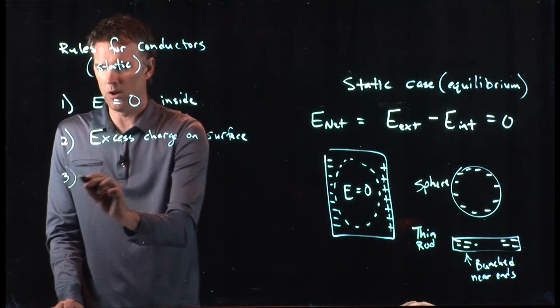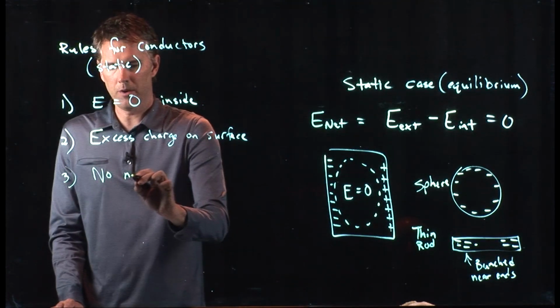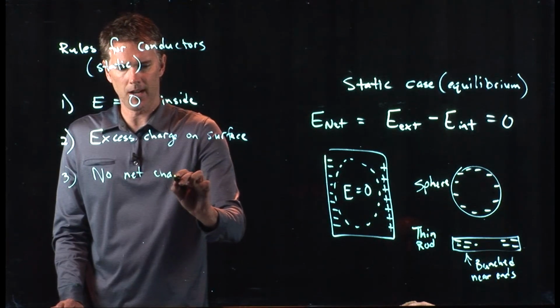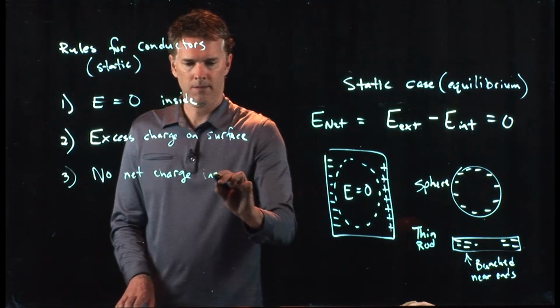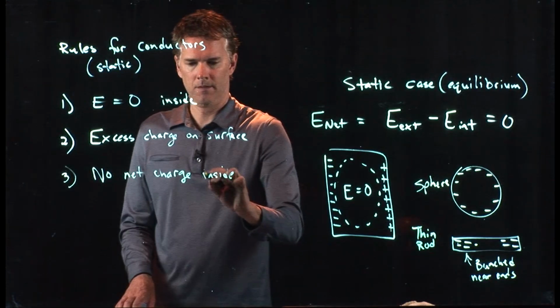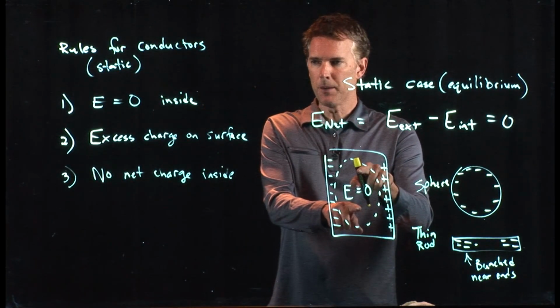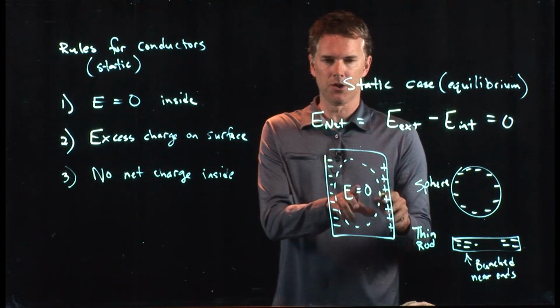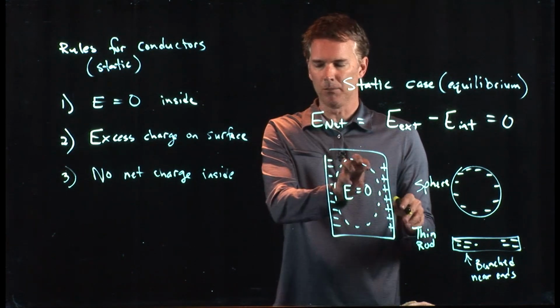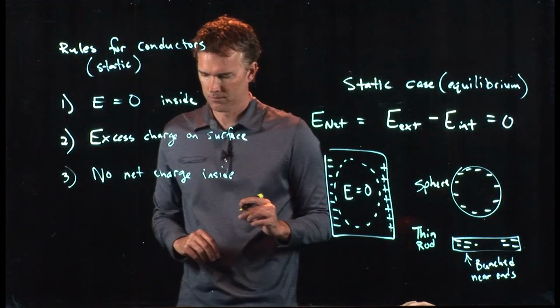All right, there's also no net charge inside. So in the volume of the material, every positive charge has a negative charge right next to it. Those atoms in there are neutral.